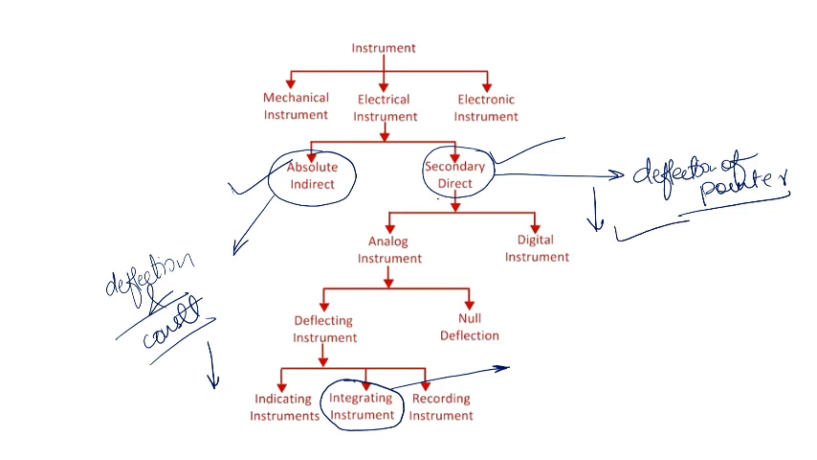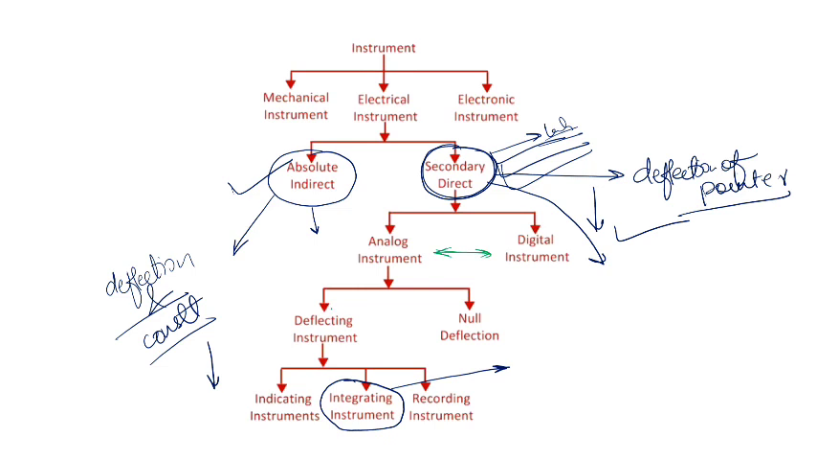In our day-to-day life, in laboratories and in industry, we always use secondary instruments. The example of an absolute instrument can be a tangent galvanometer, and examples of secondary instruments can be general ammeters, voltmeters, and wattmeters, which you see in your labs. Now moving further, the difference between analog and digital can be easily found out.